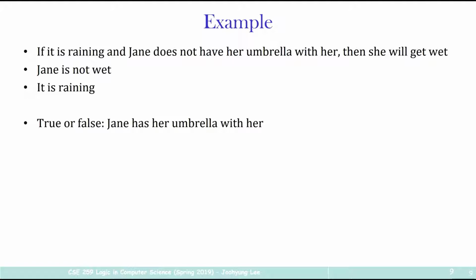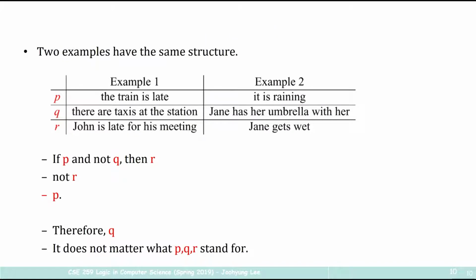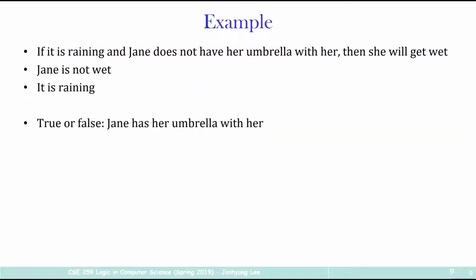Okay, so are we done? Let's see. Okay, so now 95% is saying true, and maybe 1% says false. Yeah, so the answer is actually true, and in fact, you will probably realize that it's very similar to the previous problem, right?